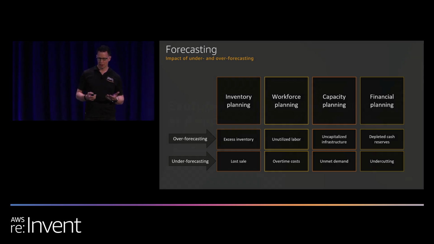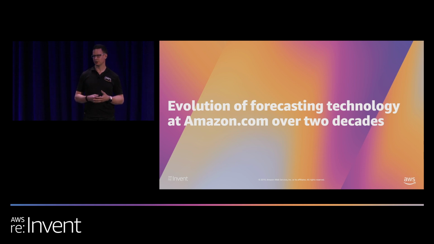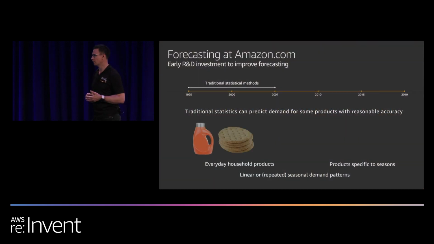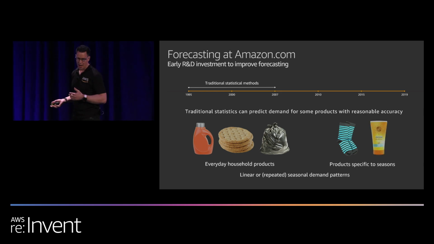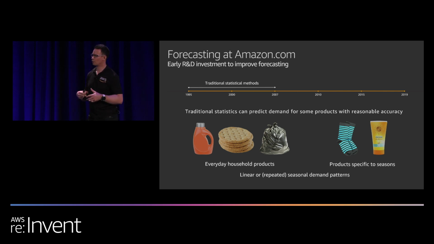So after a decade of using forecasting technology at Amazon.com, we learned a fair bit about this space. And it started really a long time ago. We started using traditional statistical methods, and those worked really well for a certain set of products. Really everyday household products that we were going to be seeing over and over again. And it worked okay for seasonality too, provided that seasonality was really expected and not just coming out of the blue.